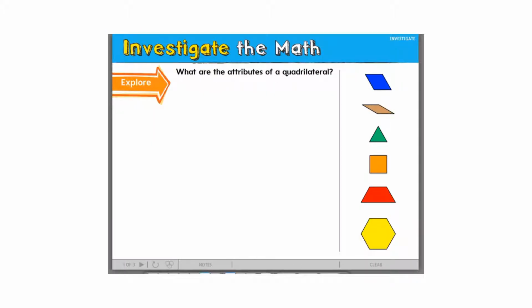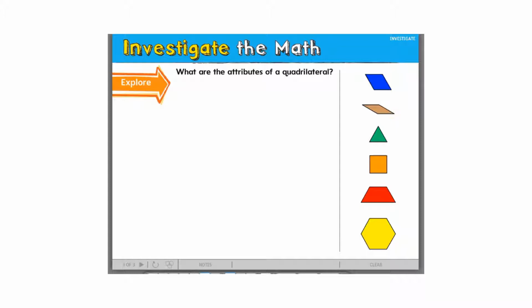So let's take some notes. What are the attributes of a quadrilateral? That's the question at the top of this page. So an attribute is kind of like what makes it a quadrilateral. So what are the things that would make these shapes a quadrilateral, and how are they different from each other? Because I told you there's 5 of them.